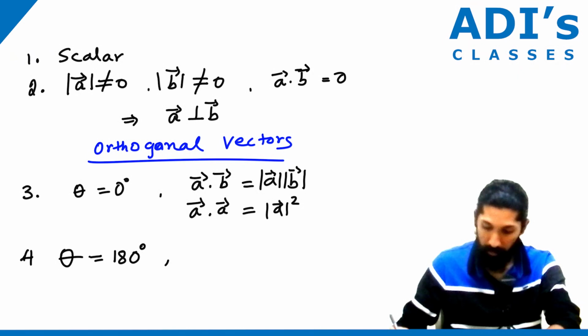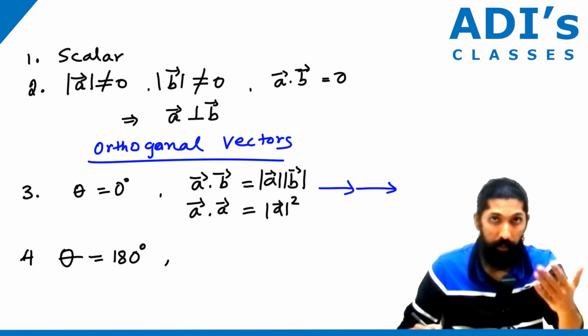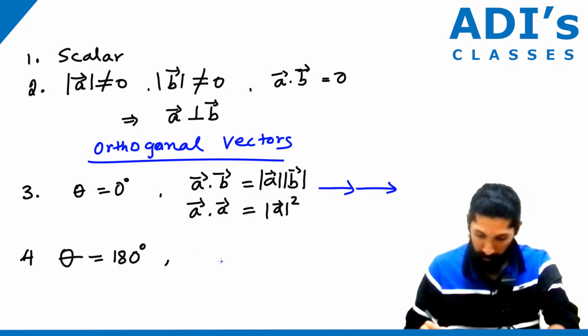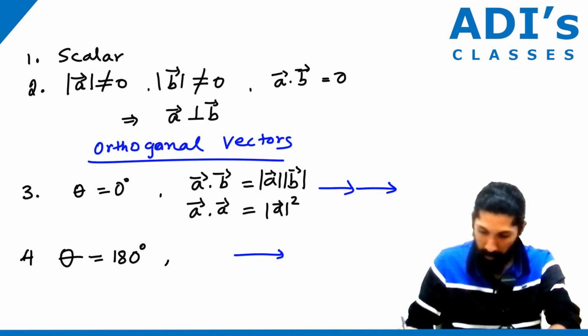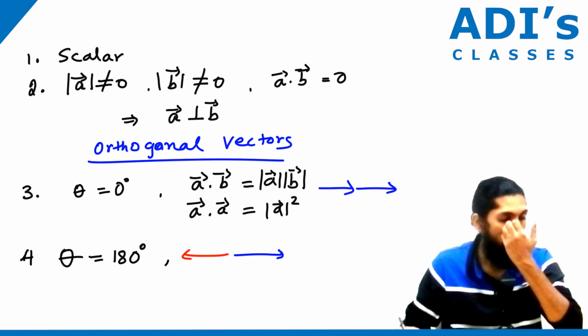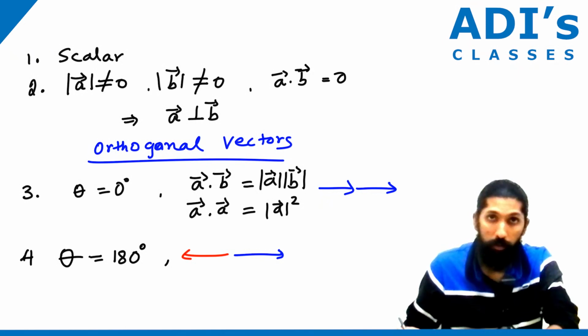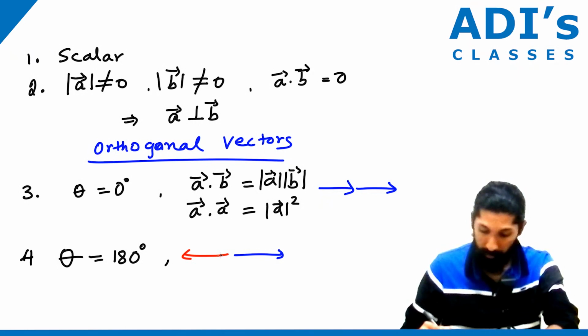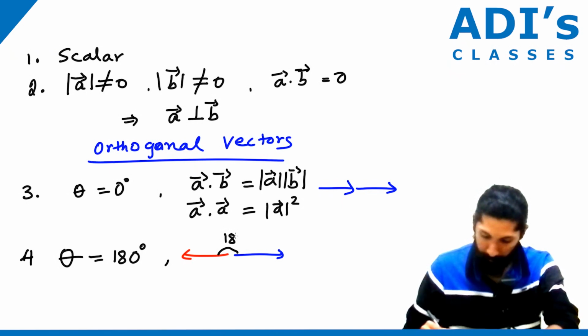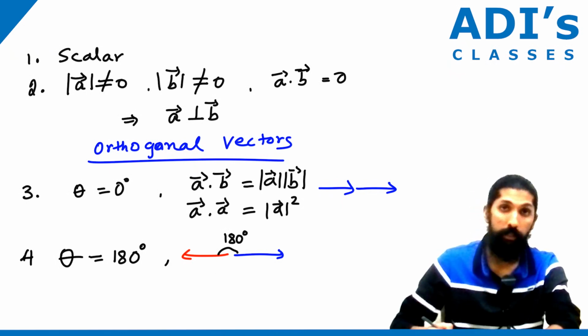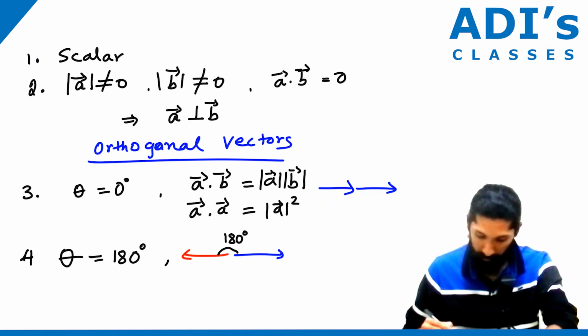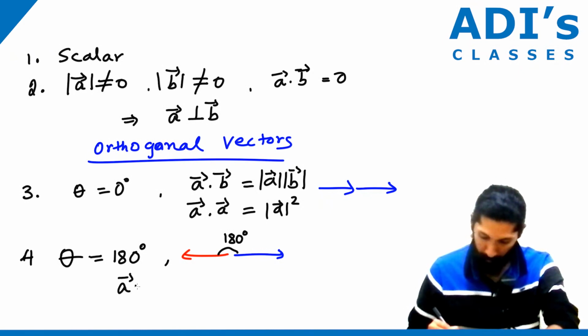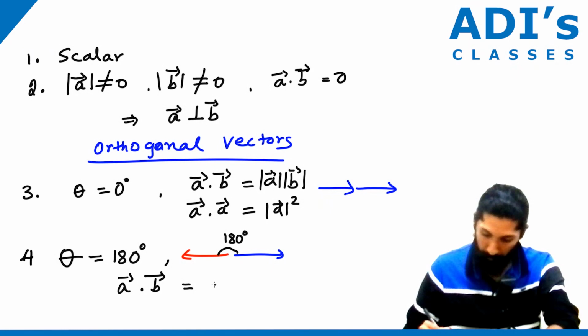See, in the first case here, you have one vector like this, one more vector like this. They are parallel to each other. In the next, one vector is like this, and one more vector in the opposite direction, like this. Now what we tell is the angle is 180. This angle is 180 degree and cos 180 is -1. So what we get is vector A dot vector B becomes minus mod of A into mod of B.